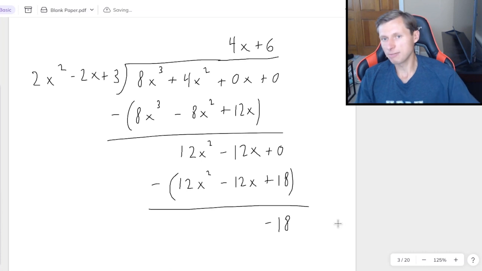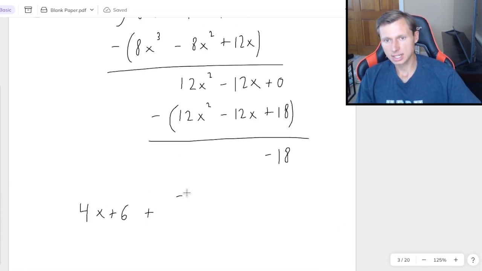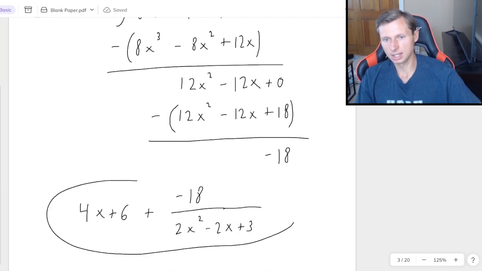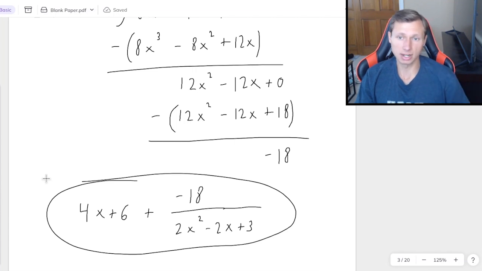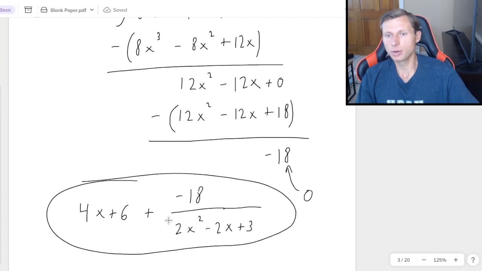So then once again, my final answer is whatever's here, 4x plus 6, plus negative 18 divided by 2x squared minus 2x plus 3. And there we go. There's our final answer. One thing I did not mention, if we do get a remainder of 0 right here, then your answer would just be 4x plus 6. There'd be no fractions or anything at the end. But obviously, that does not always happen.